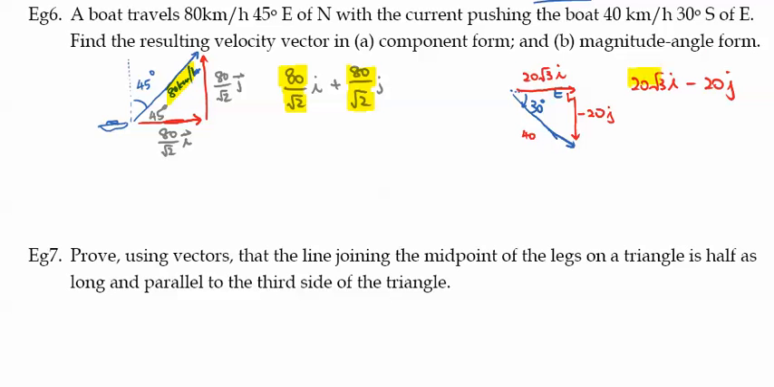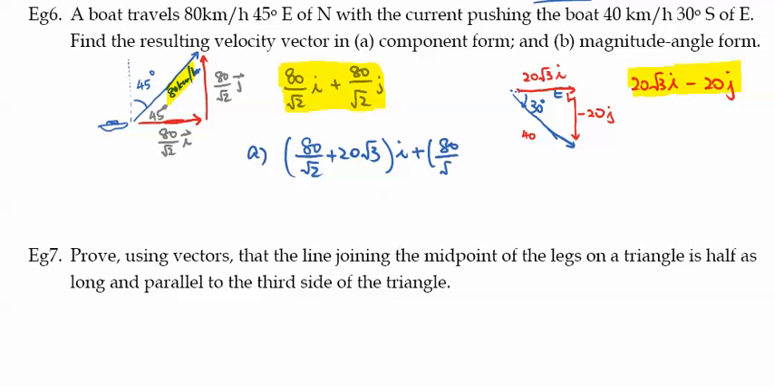Combining the two vectors using the boat vector and the current vector, we can then come up with the resulting velocity vector. We can simply add these two vectors together, therefore giving us 80 over root 2 plus 20 root 3 for the i component, and for the j component, it starts from 80 over root 2 minus 20j. So this will be the component form.